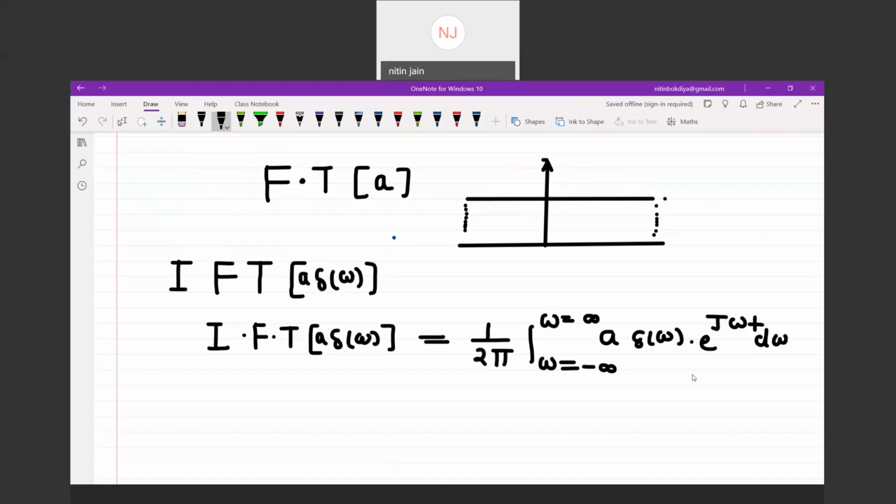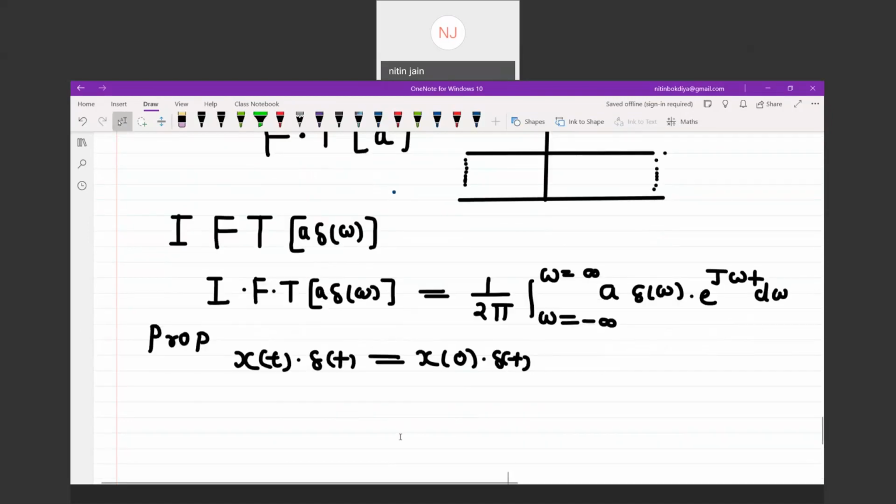You know the property of impulse. What does the property of impulse say? The property of impulse is this: x(t) into del(t) is equivalent to x(0) into del(t). Keep this thing in mind. So what can I say?